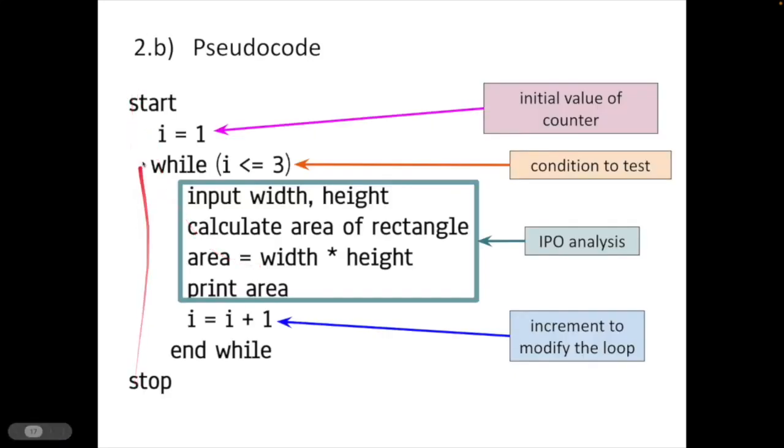Okay, nak tengok flowchart, tengok pseudocode dia. Start and stop. This is the initialization tadi, I equals to 1. Okay, ada while, in bracket, apa condition kita tadi, salin balik sahaja I less than equals to 3, and then tulis balik IPO analysis dia. Input, calculate area formula, and then output area. So this is where we put our updating tadi kan, increment I equals to I plus 1. And then pasangan dia kenalah end while.